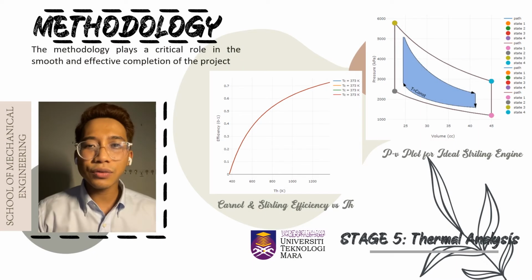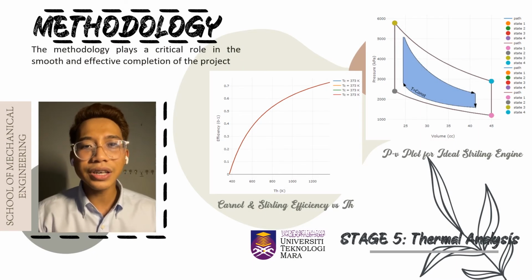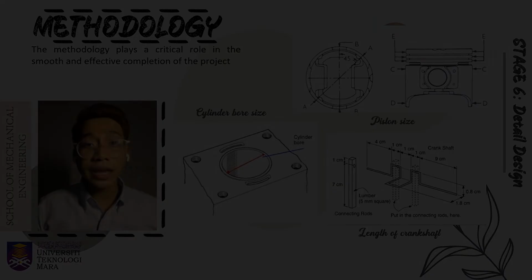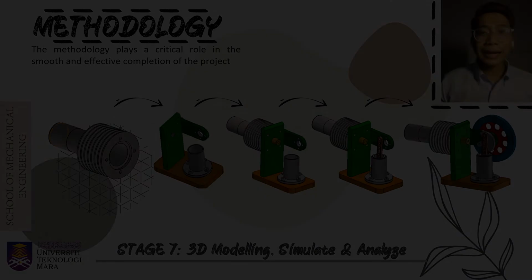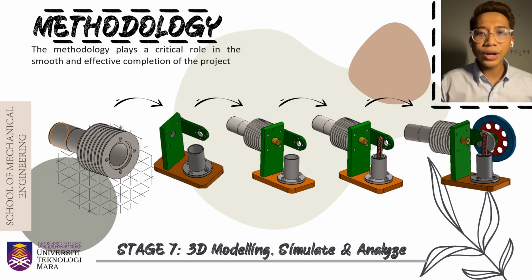For the 4th stage, which is thermal analysis, analysis of engine performance is carried out in terms of shuttle pumping, cylinder wall, heat conduction and heat exchanger use, as well as pressure and temperature losses. Stage 6, detailed design. At this stage, the size of the piston, the length of the crankshaft and the volume of the cylinder bore will be determined in order to achieve the required power and efficiency of the Stirling engine. Last stage, which is 3D modeling, simulate and analyze.